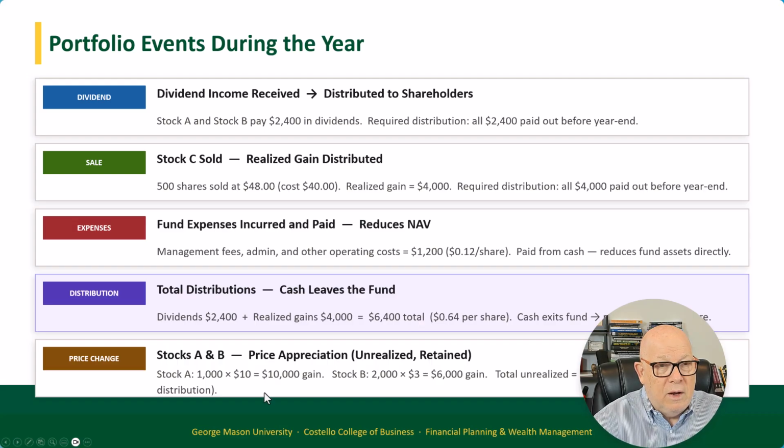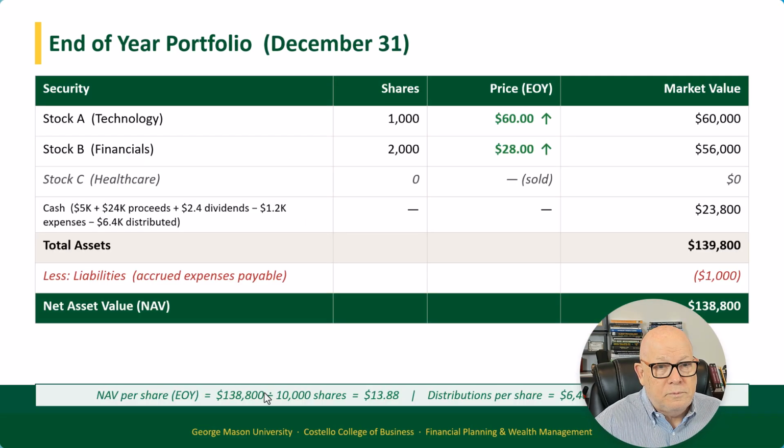And then at the end of the year, we notice that the value of A and B have gone up. So the value of stock A is up by a total of $10,000, and the value of stock B is up by a total of $6,000. We call those unrealized gains. They're unrealized because we did not sell them. They've gone up in value, but we've not yet sold the stock. As a result, we are not required to distribute those gains. Those gains just stay in the fund until those stocks are actually sold.